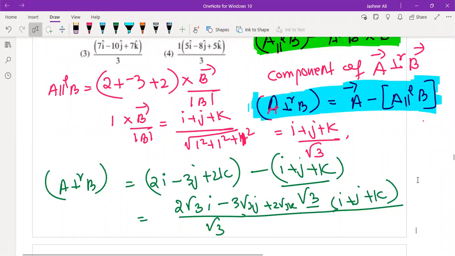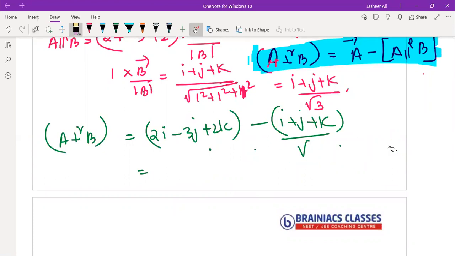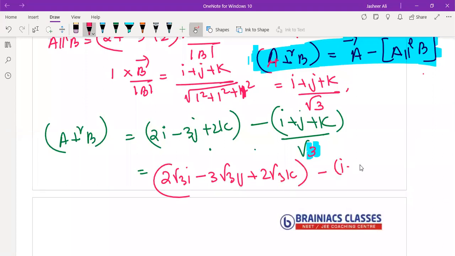Okay, now we need to simplify this. This step is clear. Maybe I'll write once again if you have some confusion. Root 3 is taken as the LCM here. So 2 root 3 I, minus 3 root 3 J plus 2 root 3 K, minus of I plus J plus K divided by root 3.